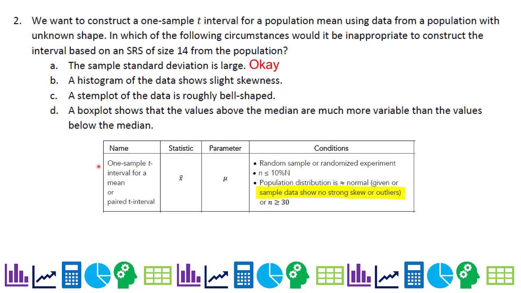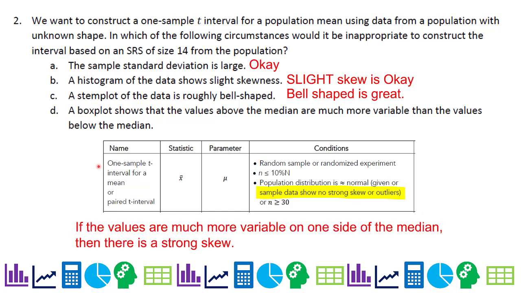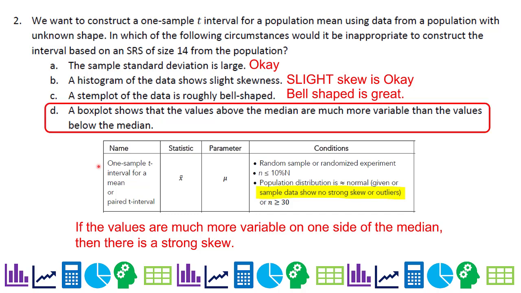So it really has nothing to do with how big the standard deviation is. A slight skew is okay. If the stem plot of the data is roughly bell-shaped, that's approximately normal, right? But if a box plot shows the values above the median are much more variable than the values below the median, that means there's going to be some strong skew. So choice D would be the one where it would not work.